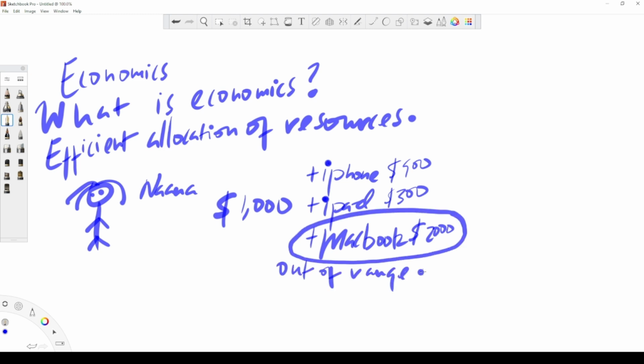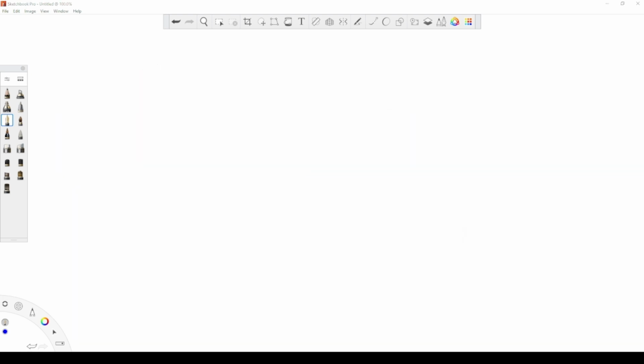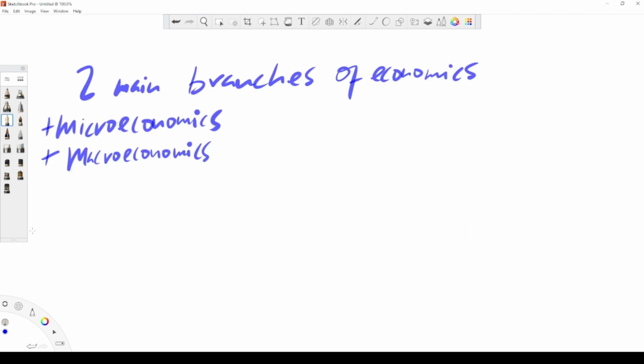Okay, so that said, let's talk about the main branches of economics. Okay, so there are two main branches of economics. You have microeconomics and then you have macroeconomics. Some of the other branches include mathematics for economists and then econometrics.